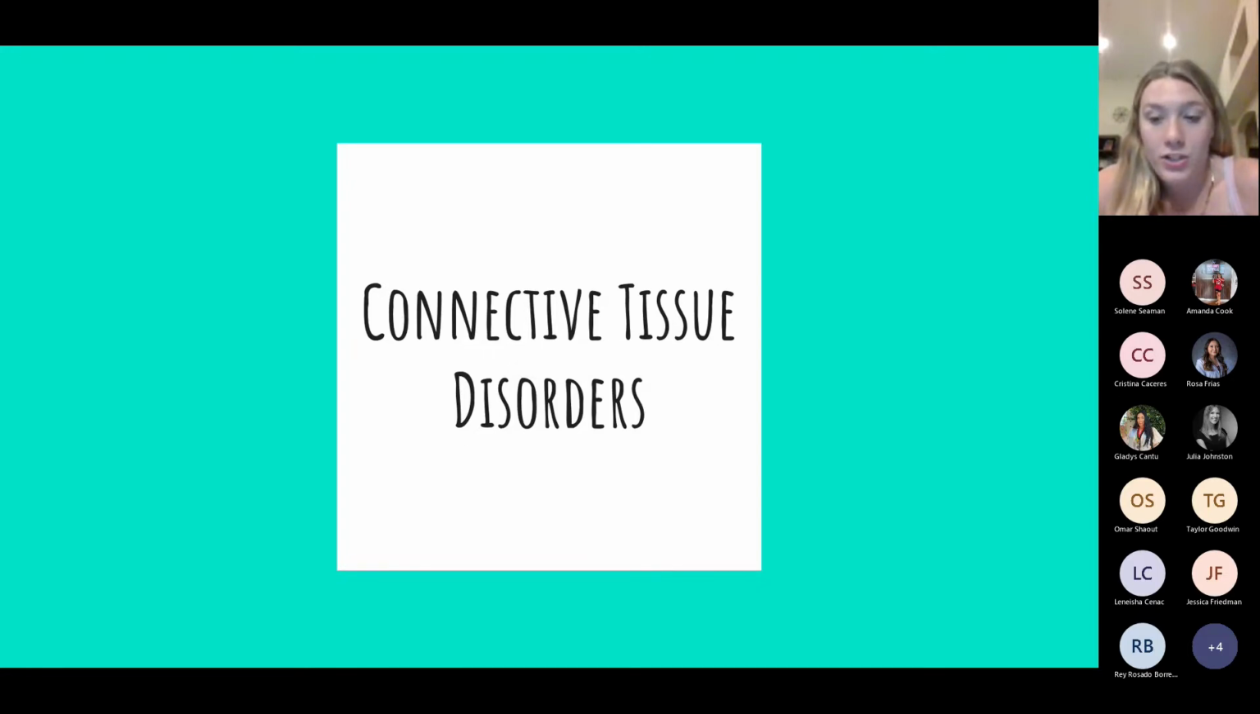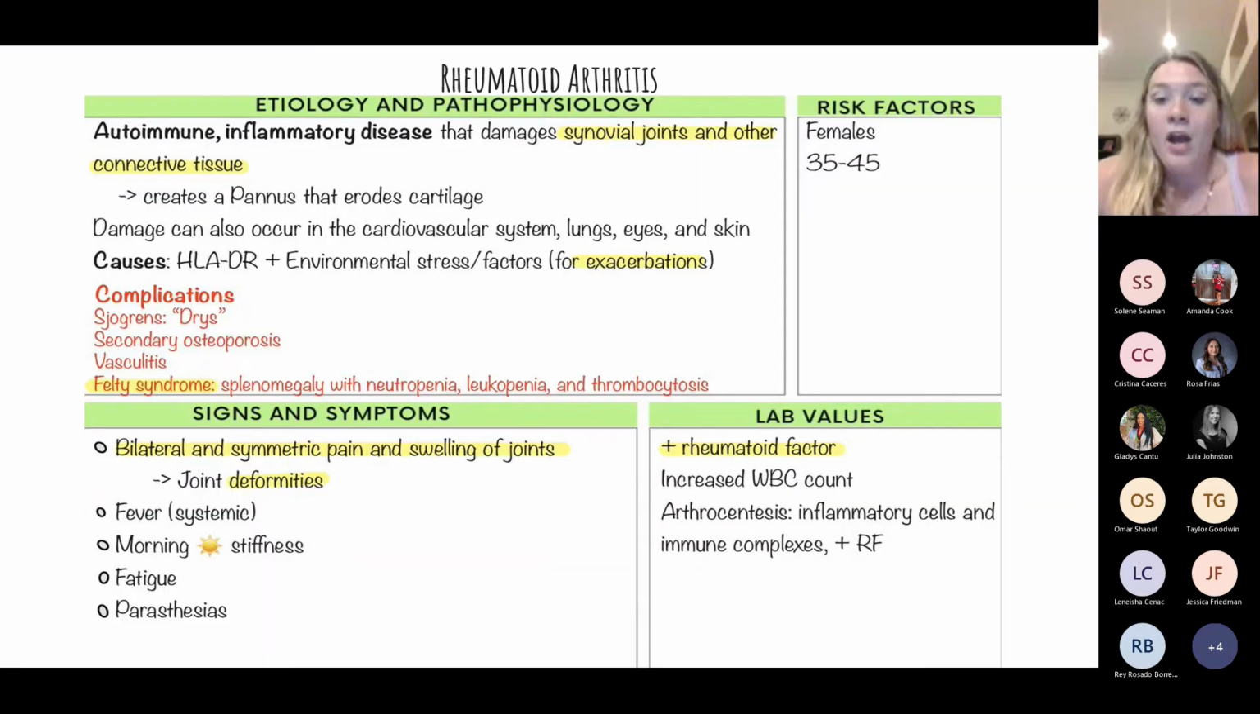So moving on from our GI, GU, we're going to talk about some connective tissue disorders. The first thing we're going to talk about is rheumatoid arthritis. We talk a lot about rheumatoid arthritis, osteoarthritis, etc. When we're talking about rheumatoid arthritis, I want you guys to think autoimmune inflammatory disease. So what is causing the damage to my joints and my connective tissue? My body is doing that. It is an autoimmune inflammatory disease.